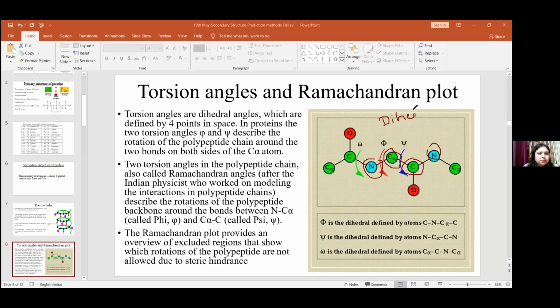What is a dihedral angle? A dihedral angle is an angle formed by a combination of four atoms, and it defines a plane of their movement. If I talk about the four atoms here, C, N, C alpha and C, these four form one plane. The dihedral angle formed by the combination of C, N, C alpha and C is known as phi.